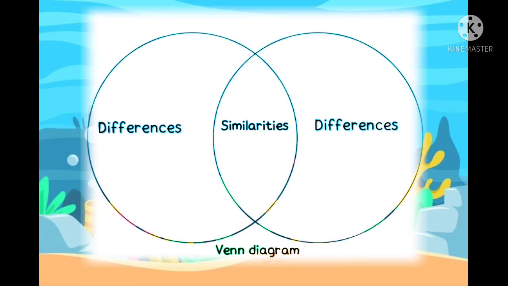We use Venn diagram in showing the similarities and differences of two things or concepts. The circles that overlap are the characteristics or traits that the two things have in common, and the circles that do not overlap are the differences between the two things.